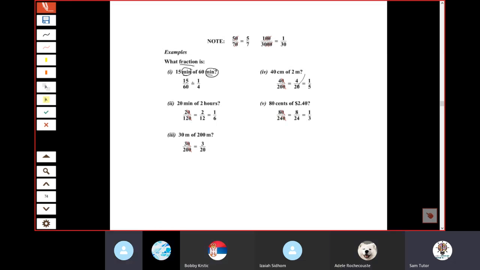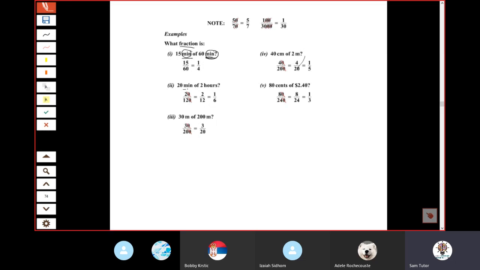So in this case, 15 divided by 15 is 1, 60 divided by 15 is 4, and that becomes a quarter, which some of us know. We know 15 minutes is a quarter of an hour. But the most important thing here is keeping these the same units, okay? So if I've got a question that says 20 minutes of 2 hours, I am not allowed to write 20 over 2. The reason is that this one says minutes, this one says hours.